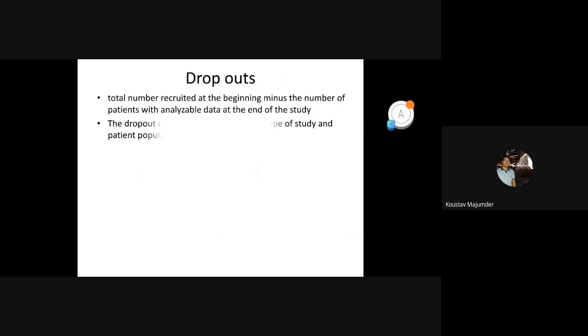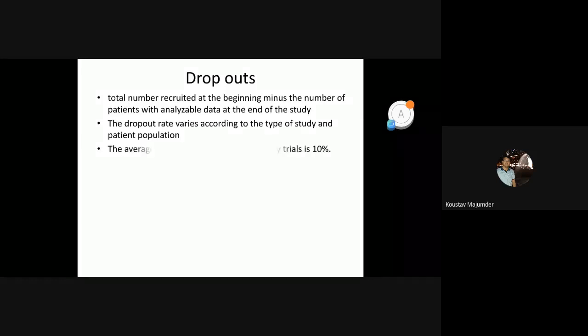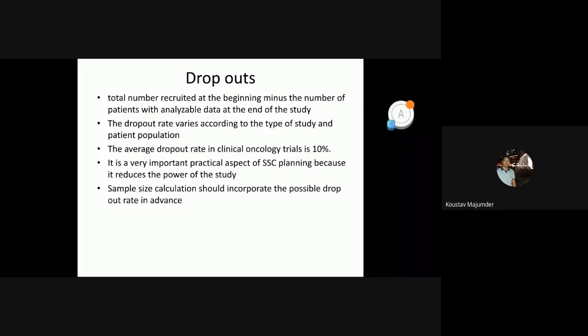Dropout, we have already discussed. We have to calculate the sample size and make an adjustment for the dropout, and the formula is the new sample size is equal to n divided by 1 minus d, where d is the proportion of dropout. So for a 10% dropout, we have to increase to 111% of the sample size.